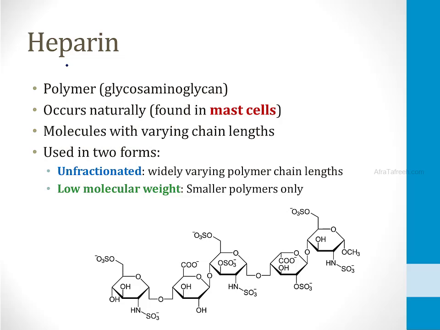So let's begin our discussion of specific anticoagulants by talking about heparin. Heparin is a polymer. It's a type of molecule called a glycosaminoglycan. Its structure is shown at the bottom of the screen. It's made up of repeating sugar units. It occurs naturally. You can find it in mast cells.